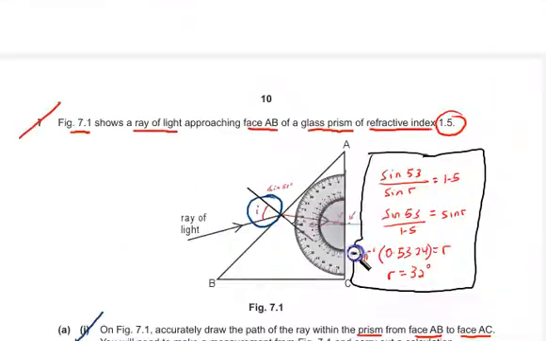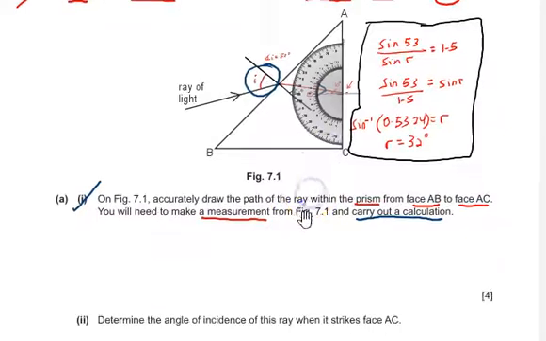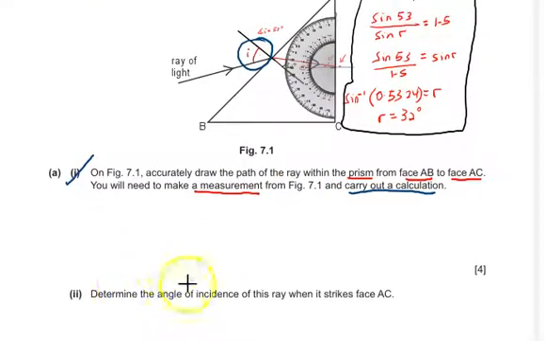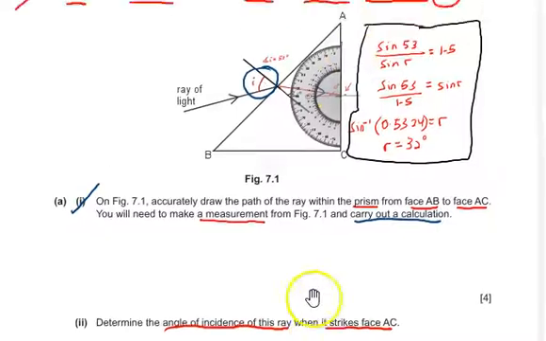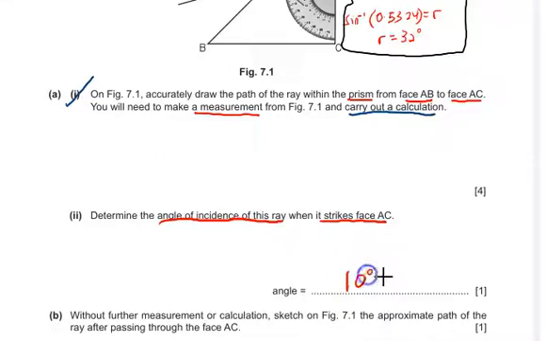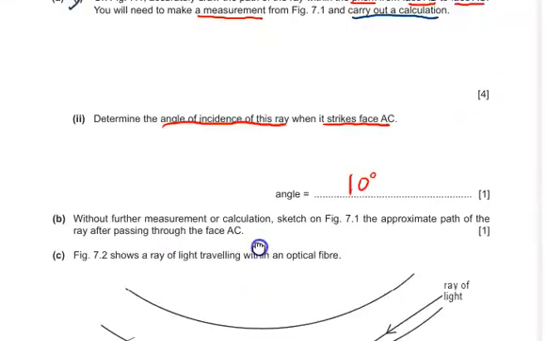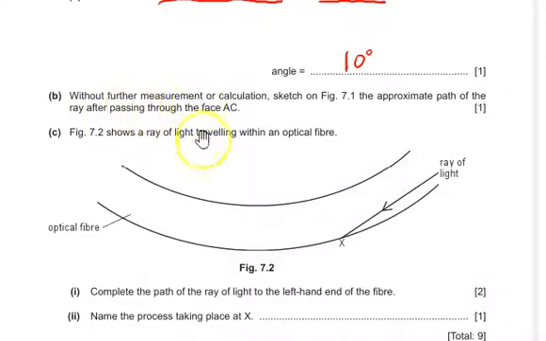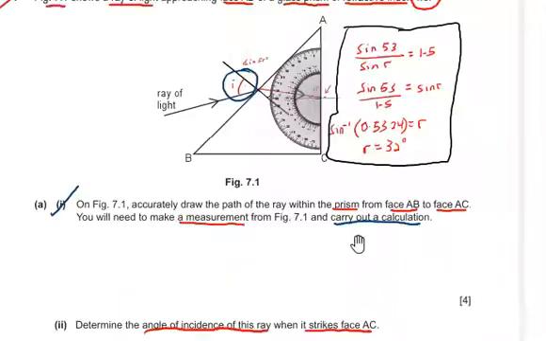As you can see here, they are asking to determine the angle of incidence of this ray when it strikes face AC. So which is this line, right? This line. So it's 10 degrees, so we just have to write here 10 degrees. Now, without further measurement or calculation, sketch in figure 7.1 the approximate path of the ray after passing through the face AC. So you can draw this.